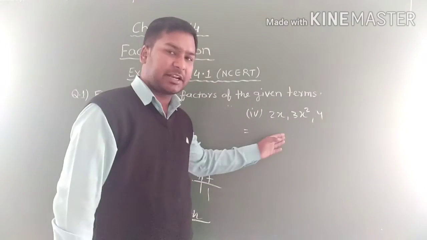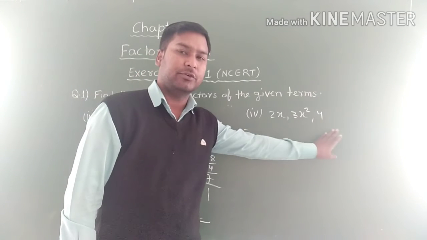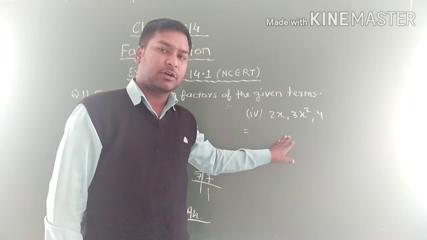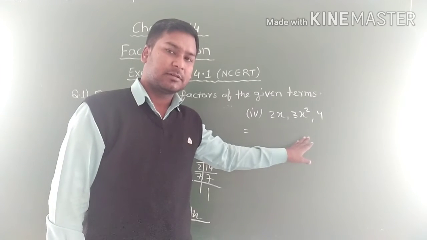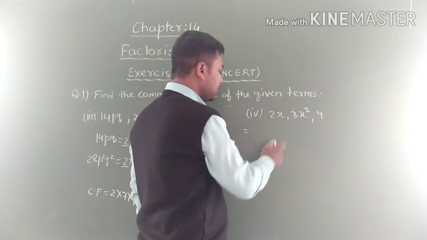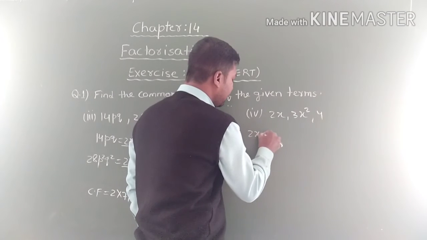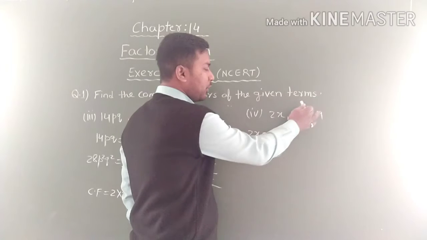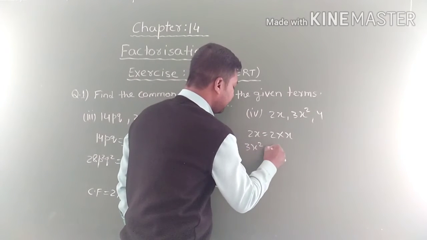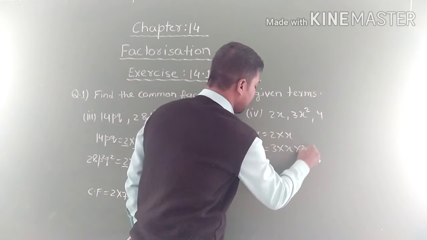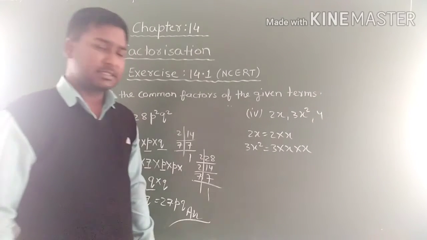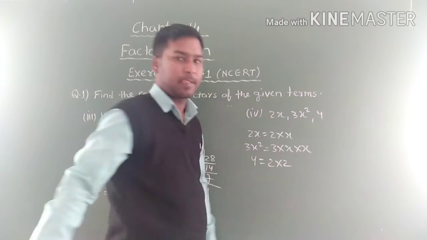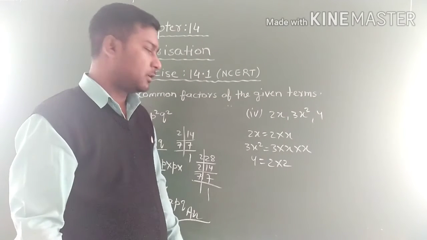There are 3 terms given: 2x, 3x square and 4. Again, we have to find factors of all these 3 terms. First of all, 2x. We can write 2x equals 2 into x directly. Now 3x square. We can write 3 into x into x. Similarly, 4 equals 2 into 2. Same process we have to do.